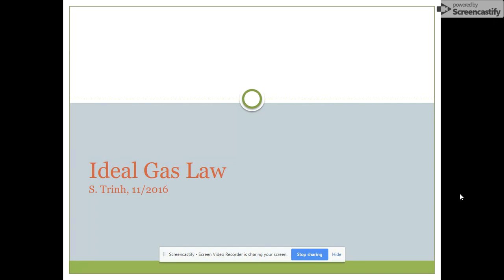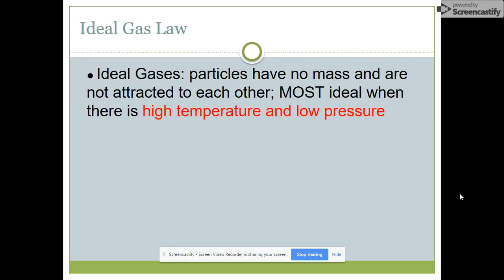Okay, so the ideal gas law talks about ideal gases, and ideal gases have no mass, so they don't weigh anything. They're also not attracted to each other. So this scenario is actually really difficult to find. It's not often that you'll see an ideal gas because it means that gas is perfect. Everything about it is absolutely perfect, which isn't always true. But if it were perfect, we can use this equation to predict the pressure, volume, moles, and temperature of it. Ideal gases typically exist if we have high temperature and low pressure.